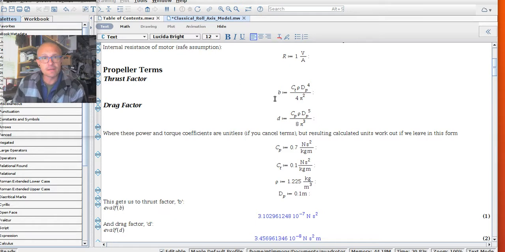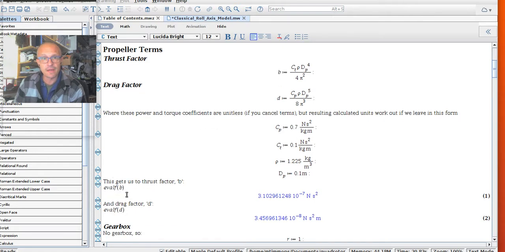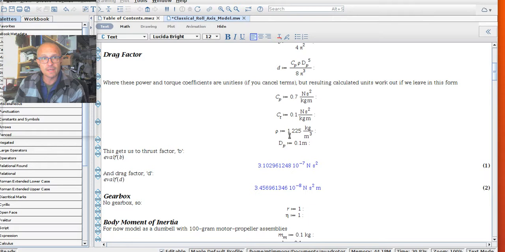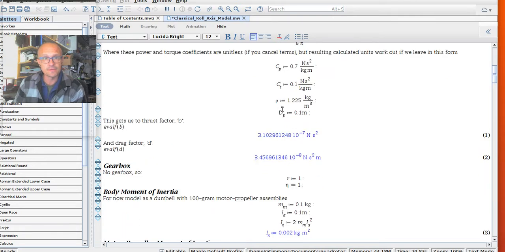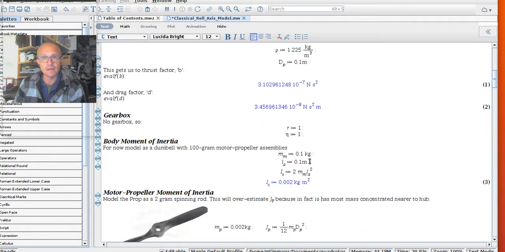Remember our thrust factor and our drag factor. We really covered that in depth in an earlier post. The thrust and the torque coefficients, remember we got those for that APC carbon fiber propeller. We went through how to derive the thrust factor and the drag factor from those data. Thanks to the University of Illinois at Urbana-Champaign. That was a great exercise. The gearbox, we're driving the propellers directly from the motor, so we've got no gear ratio and no inefficiency associated with that, so unity on those terms.